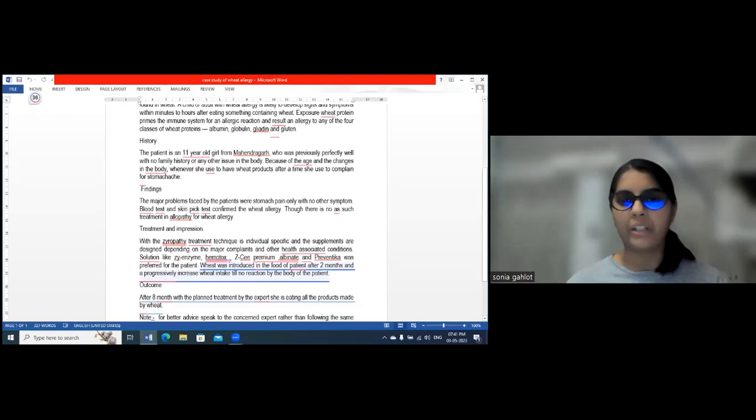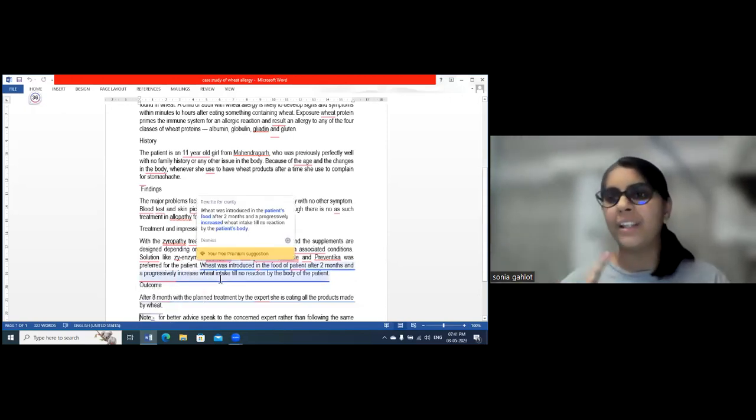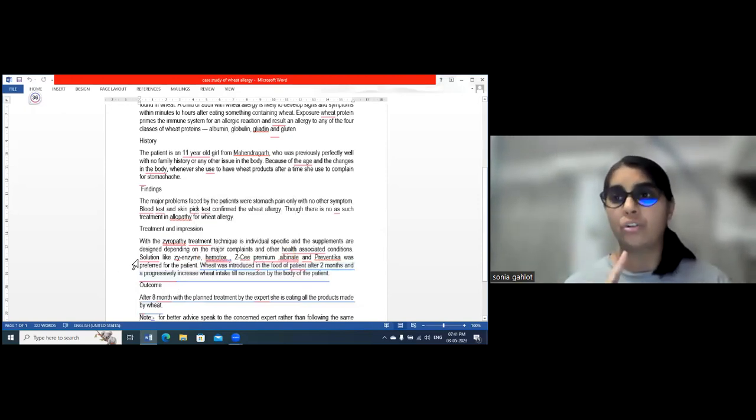Z-premium, Preventilica, Hemotox, or Zy enzymes. These are the various supplements that have their advantages or their functions. So Asar gave her a treatment, and within 8 months, again the plan of her treatment started.